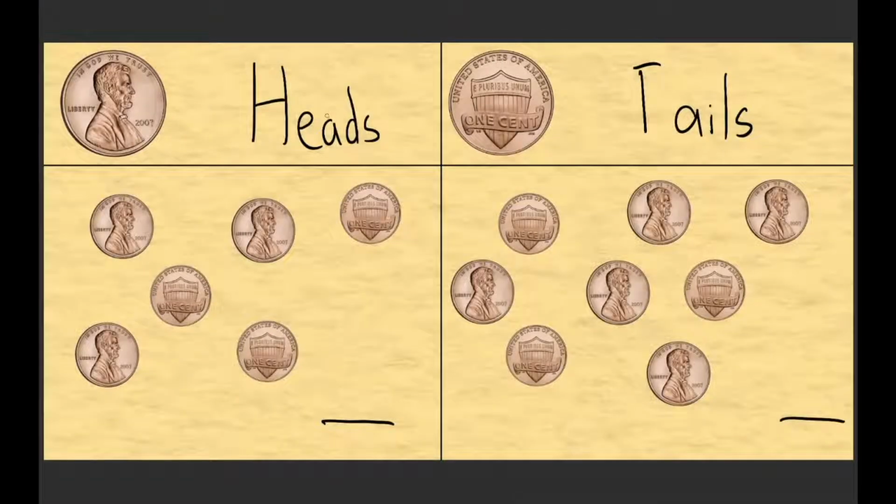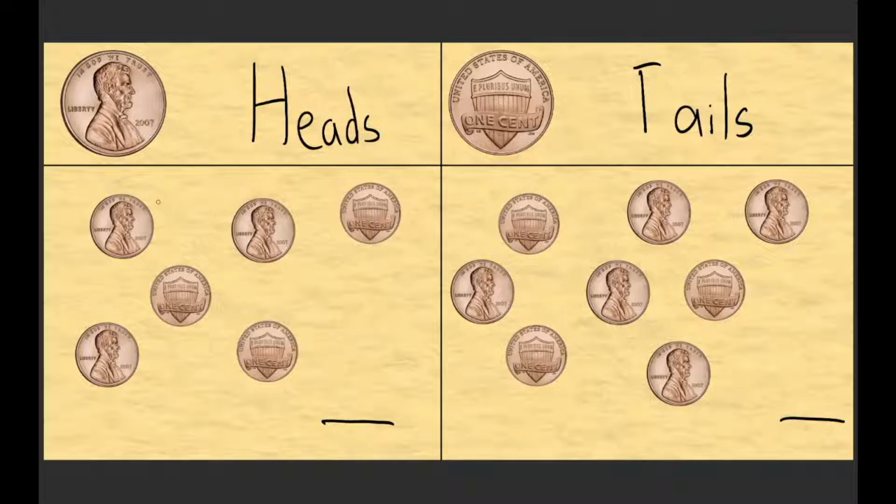Let's get started with going over the terms we're going to be using with our math activity. We have heads and we have tails. This is a penny head and this is a penny tail. Each penny is worth 1 cent, so we only count them as ones. Let's take the first example to figure out how to count.